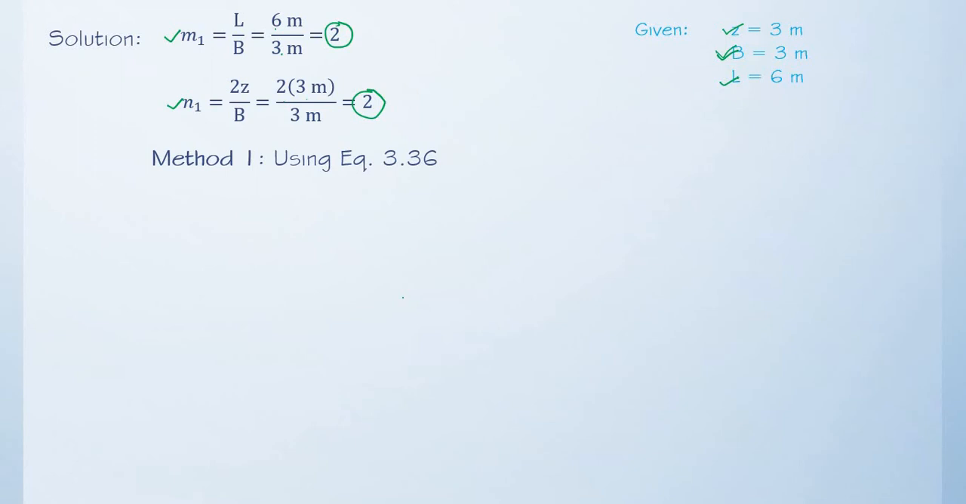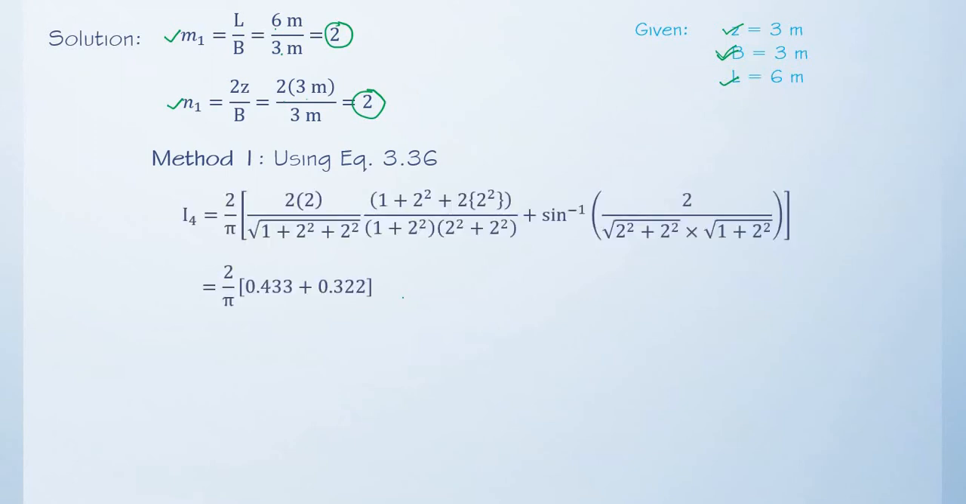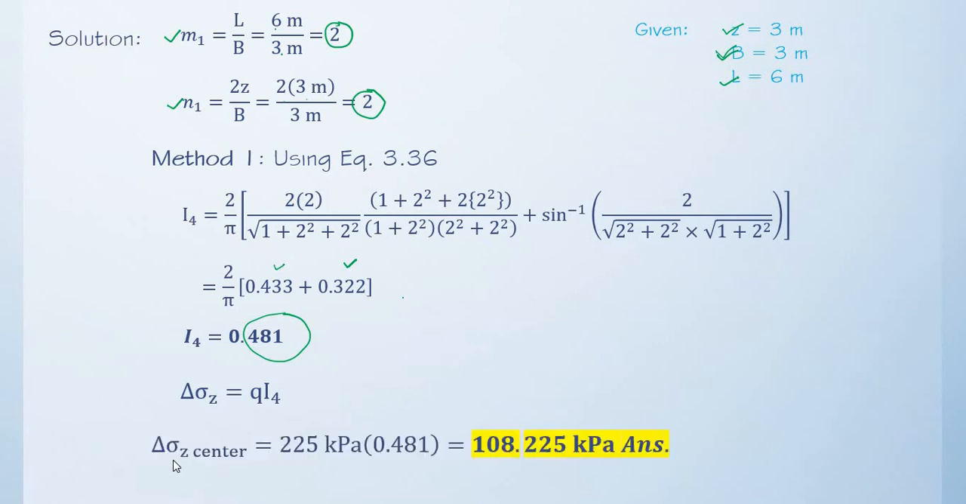Let us first consider method 1. I_s4 is 2 divided by pi times 0.433, 0.322. This has already been converted into radians. I_s4 is 0.481. Substituting into the equation to get the vertical stress increase, q is given to be 225. So the vertical stress increase at the center is 225 kPa multiplied by the value of I_s4. This is 108.225 kPa.